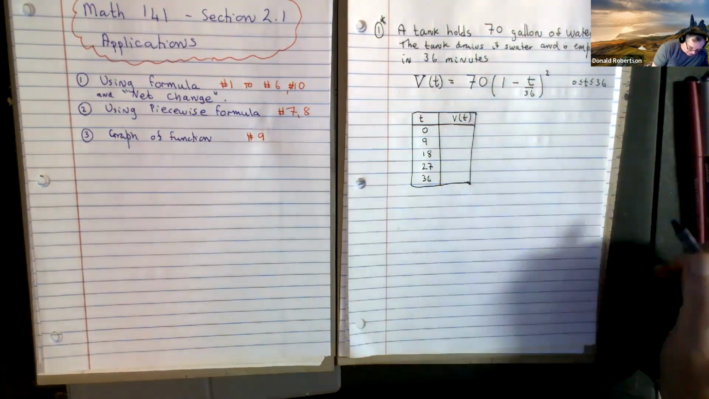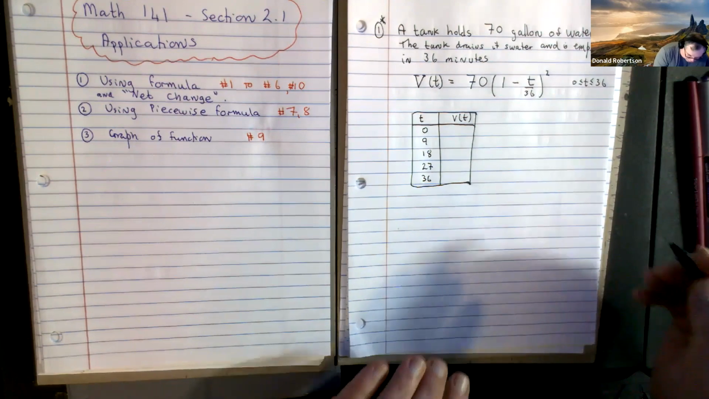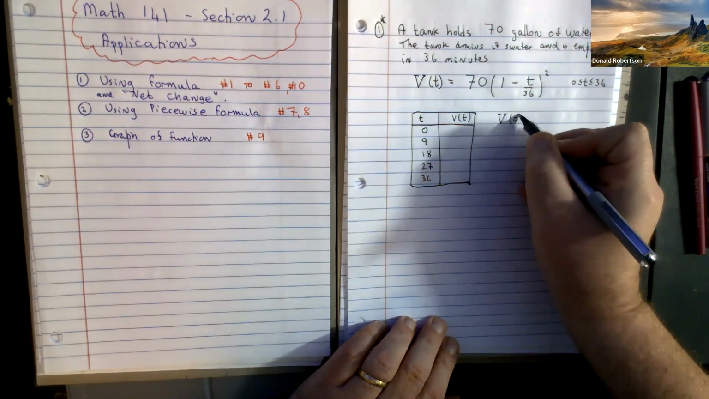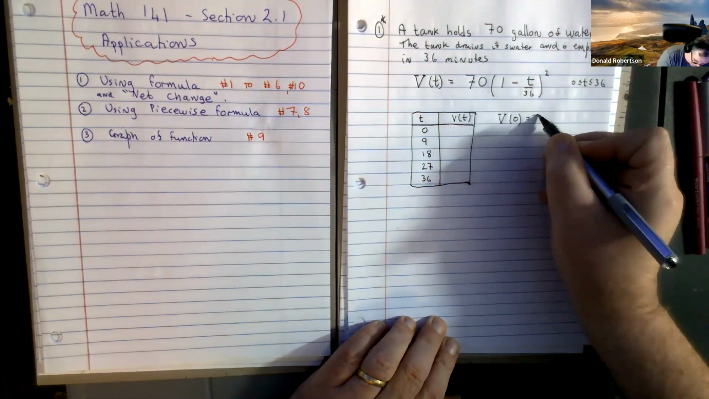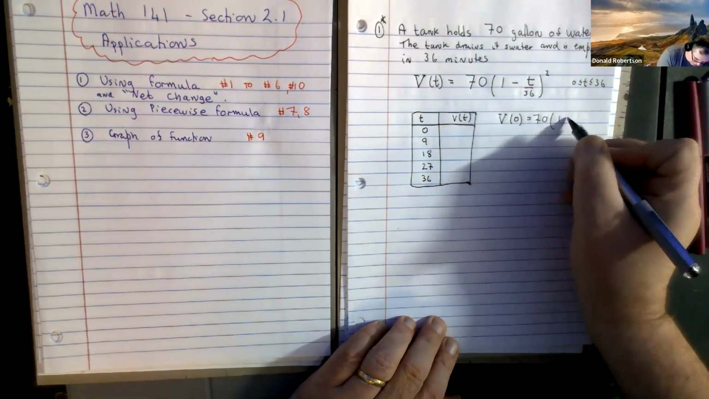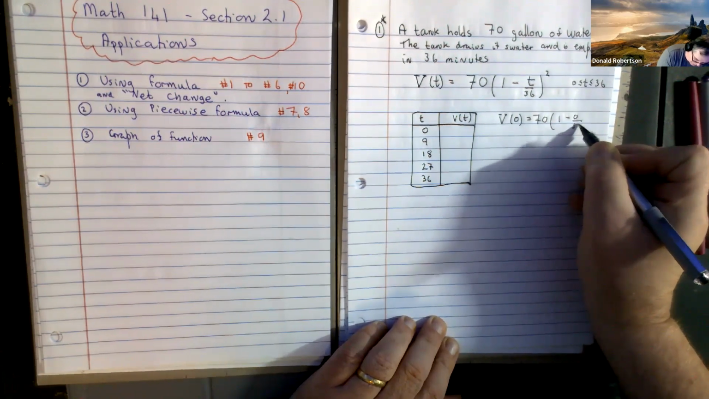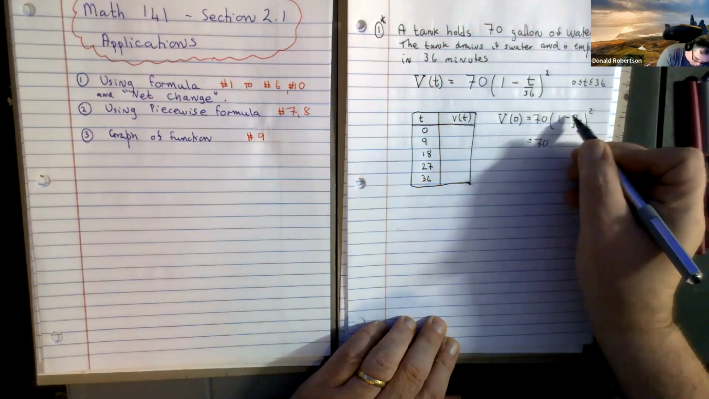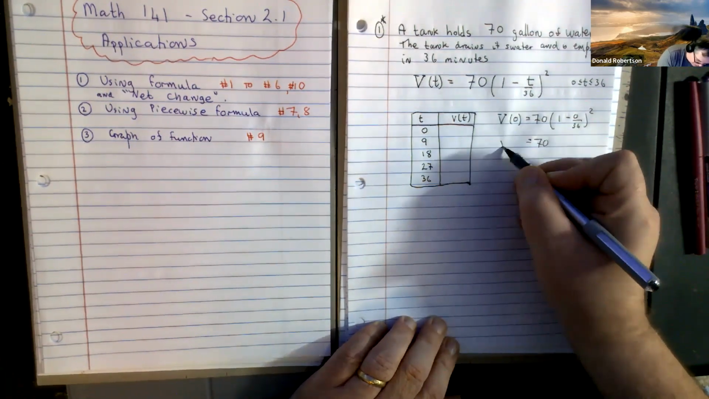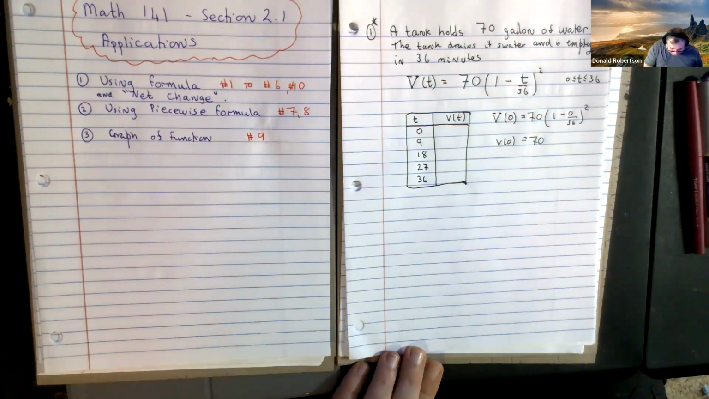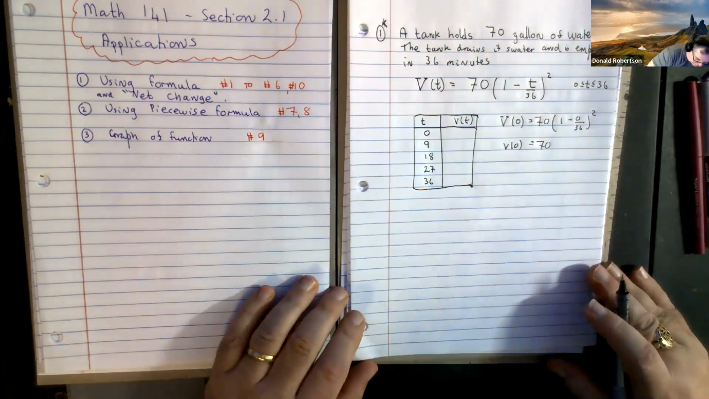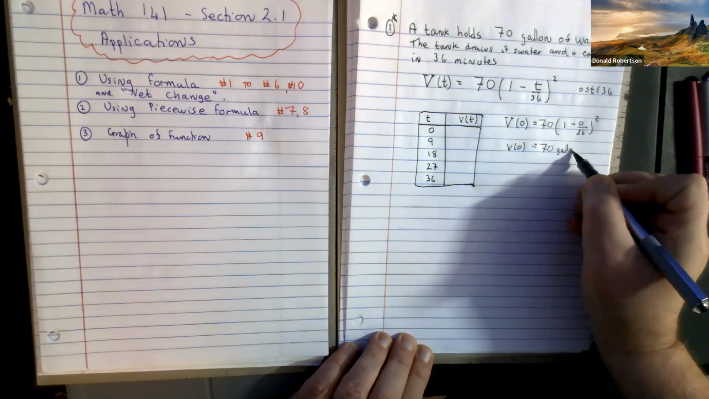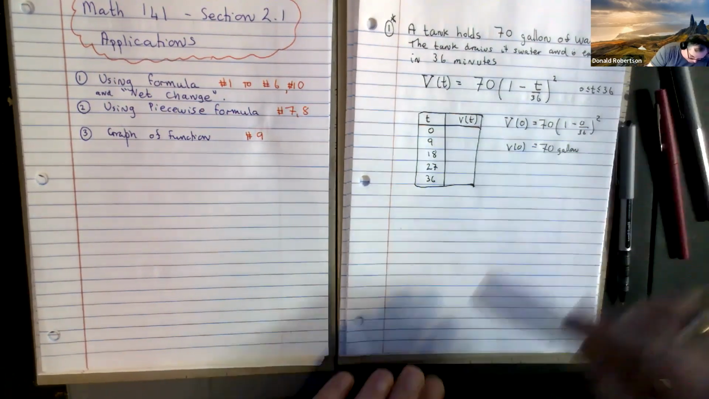Now, we can certainly do these calculations one at a time, and in fact, I'm going to do a couple right at the start. So, the volume at time 0 is 70 times (1 take away 0 divided by 36) squared. But that's basically 1 squared, and 70 times 1 is 70. And that makes perfect sense. Right at the beginning, before you drain any water out, there are 70 gallons.